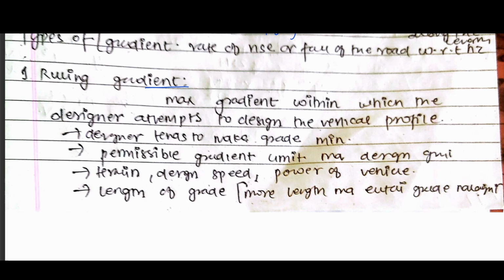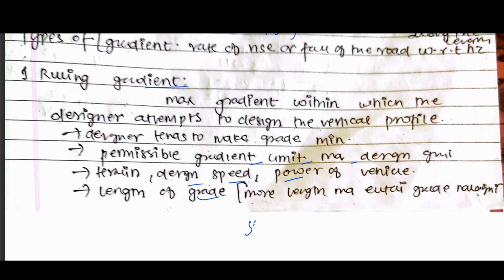Because obviously the vehicle cost and maintenance cost will be less, the power of the vehicle can be easy, and there will be comfort. That's why, for the ruling gradient, the designer always tends to make the gradient as small as possible. So a permissible gradient limit should be there, and at that limit the designer should design the gradient, and it depends upon the terrain, design speed, power of the vehicle, and also the length of the grade.